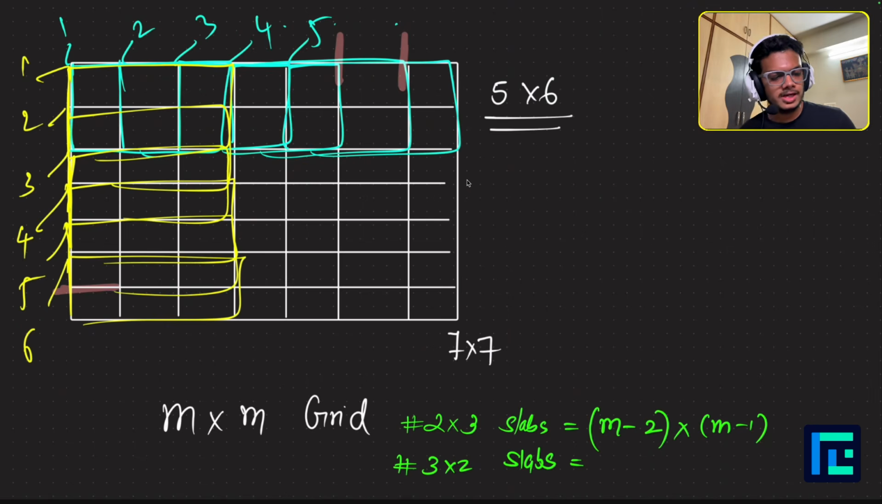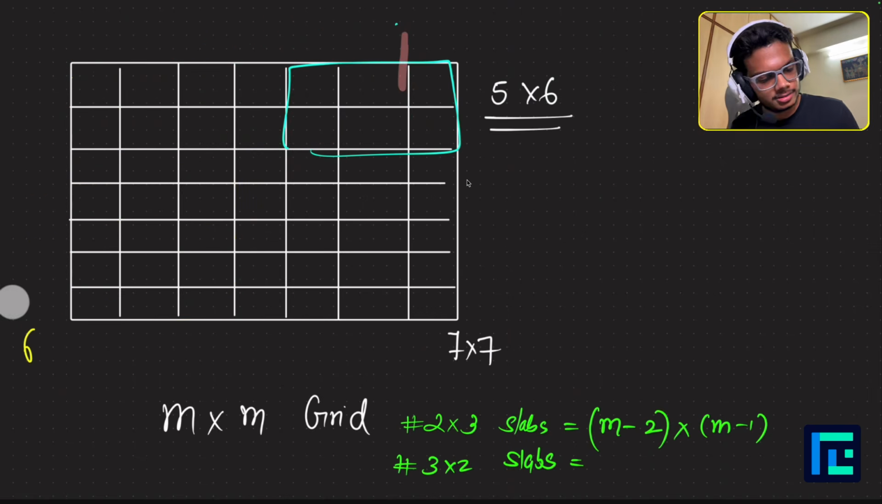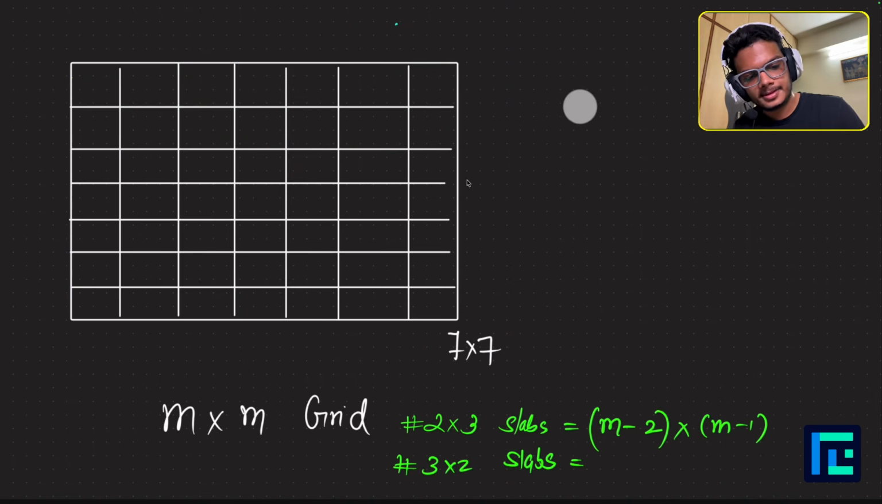Now what about 3 by 2 slabs? This will be symmetric, right? So you can just flip the matrix and see it. It will be the same, but just for completion's sake, I'll show you. So the answer will be the same here also for 3 by 2. Let's just see the case for 3 by 2 slabs as well very quickly.